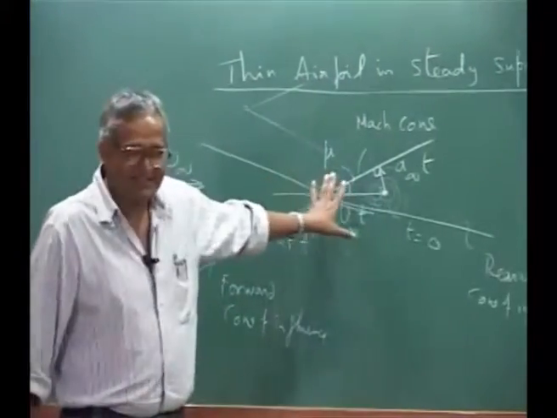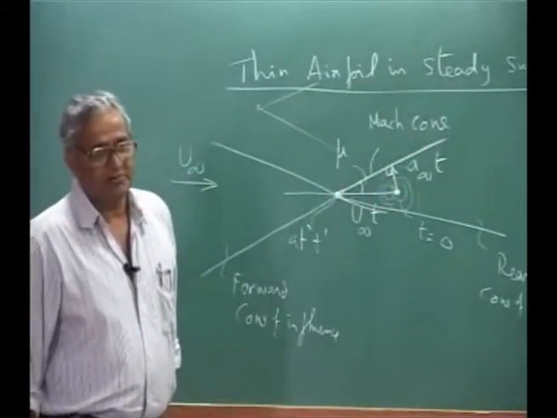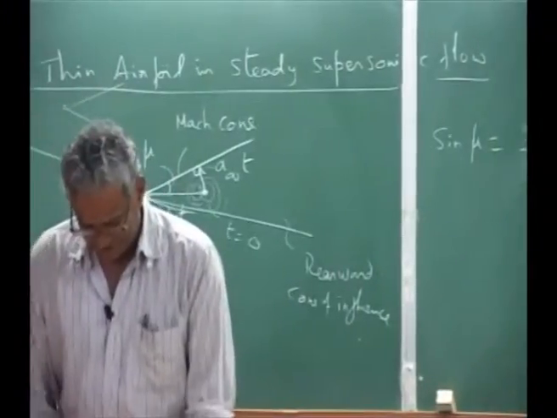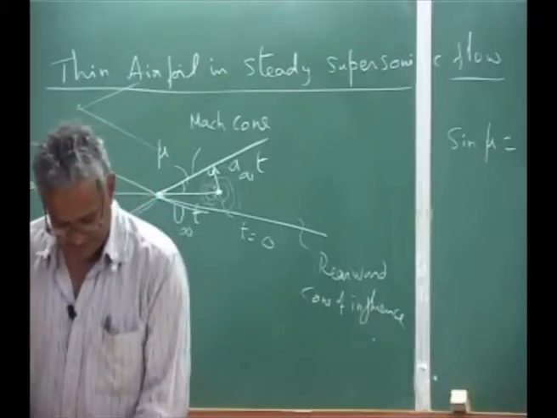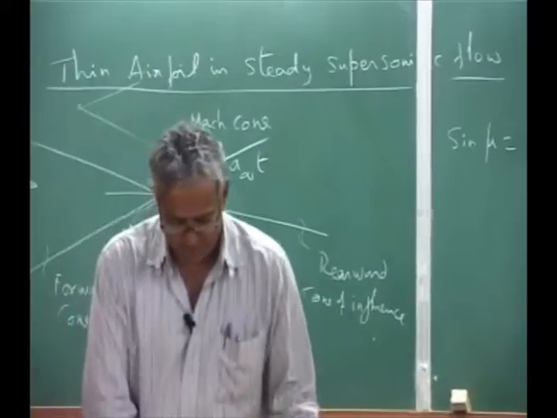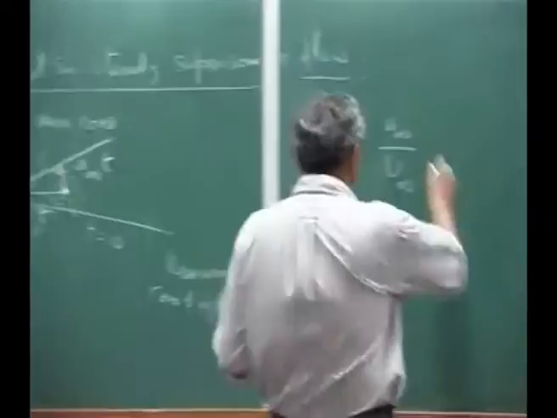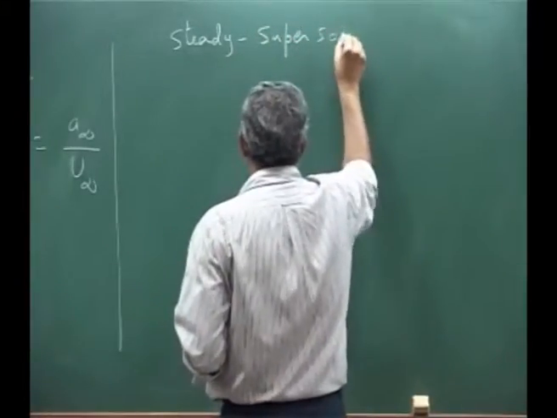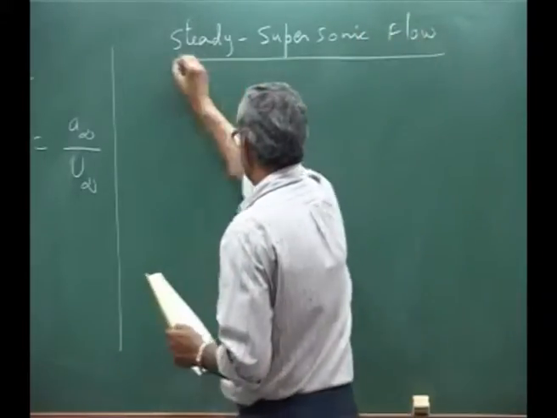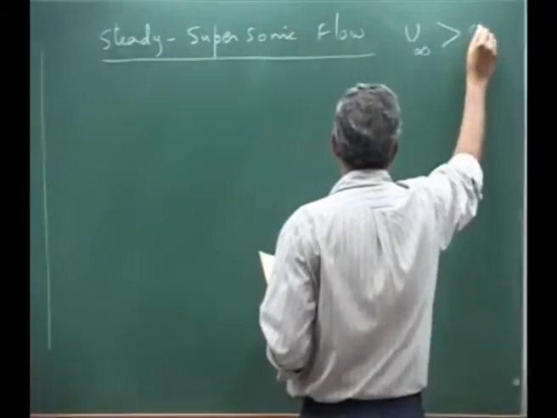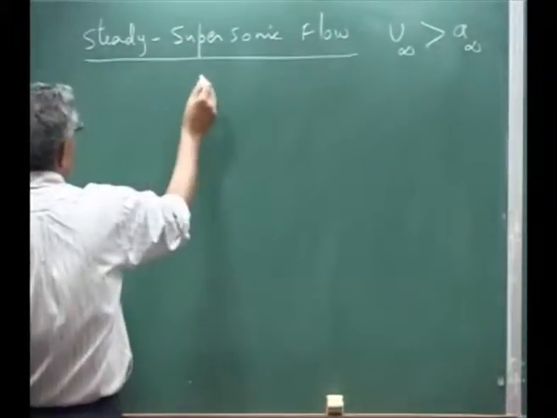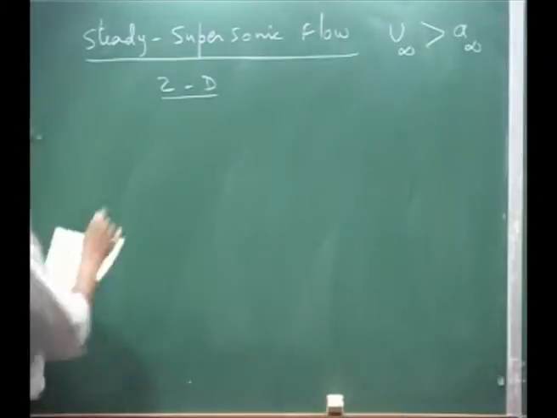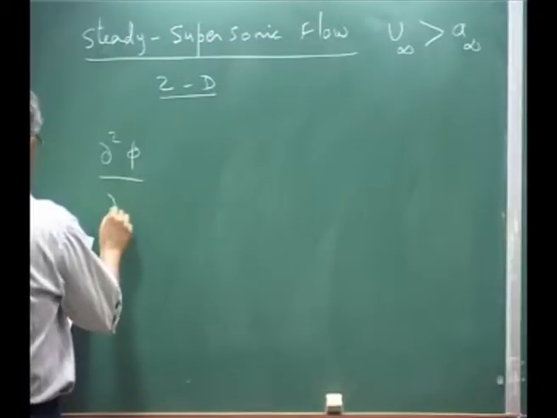Now using this basic simple idea, you will go and start solving the problem of a steady supersonic 2D flow. Okay. I will not go into a lot of detail in this. What is our equation, the potential flow equation in steady supersonic flow, that is 2D? That means U infinity is greater than A infinity. In 2D, your equation, because it is the small disturbance equation, I am going to drop the hat which we have used. Your potential equation is this.